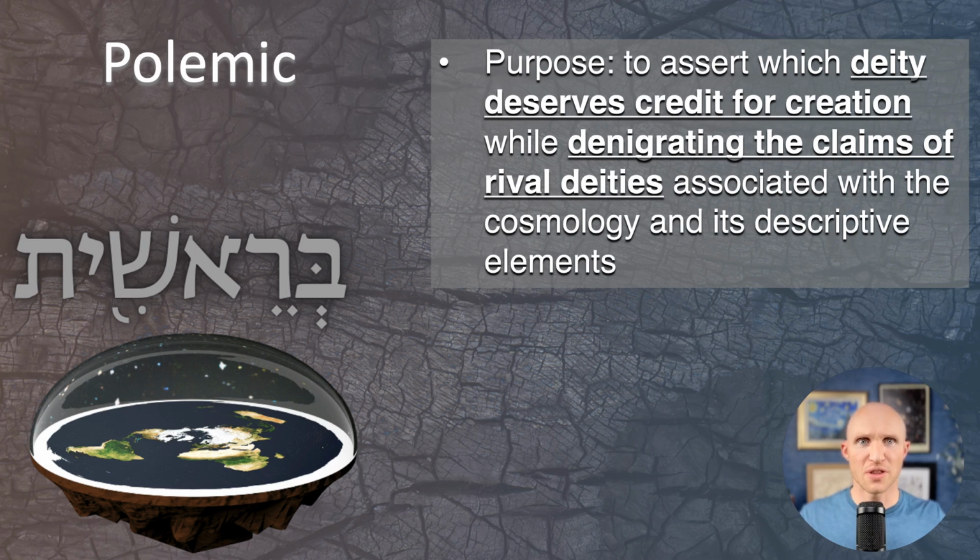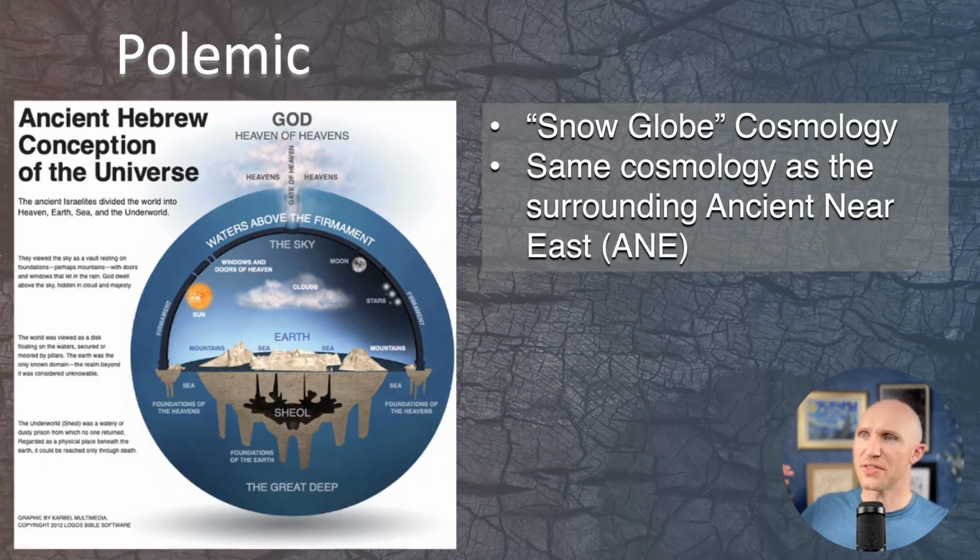So essentially, within the ancient Near East, you've got this snow globe cosmology. This is roughly going to be the same cosmology all across the ancient Near East at the time of the biblical authors. And so because of this shared cosmology model, what you have is the biblical writer making a polemic account, which a polemic is just an aggressive verbal attack.